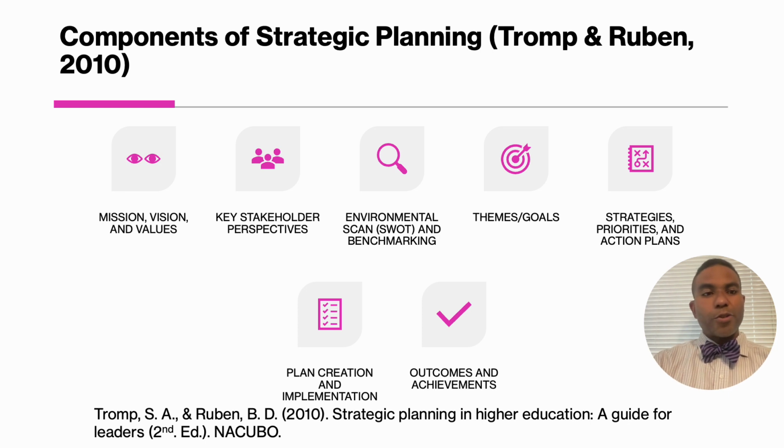All right. So Trump and Rubin, and you'll see that Rubin name a lot. He's done a lot of research in this area. They looked at what are some of the components of strategic planning. So that would include things like the mission, vision, values. One of my research projects that I did not too long ago dealt with mission, vision, and values of Texas community colleges, and so looking at the themes there.